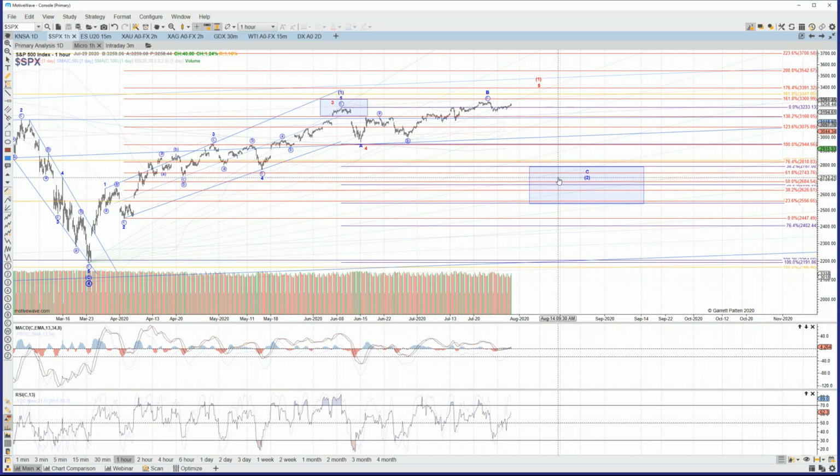Can I say that it's guaranteed or even high probability? Not until we see more of the structure fill out.